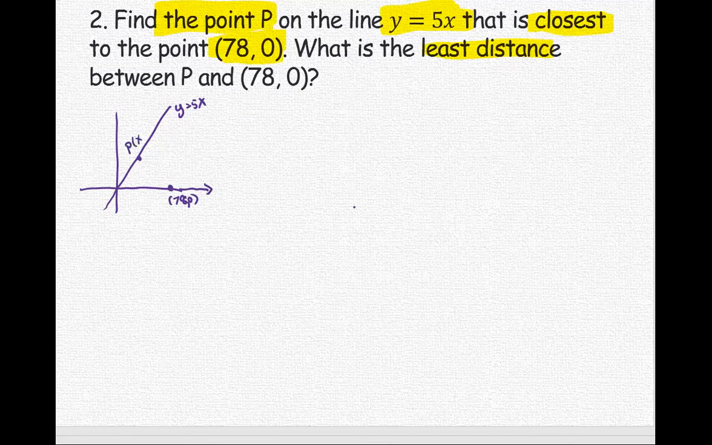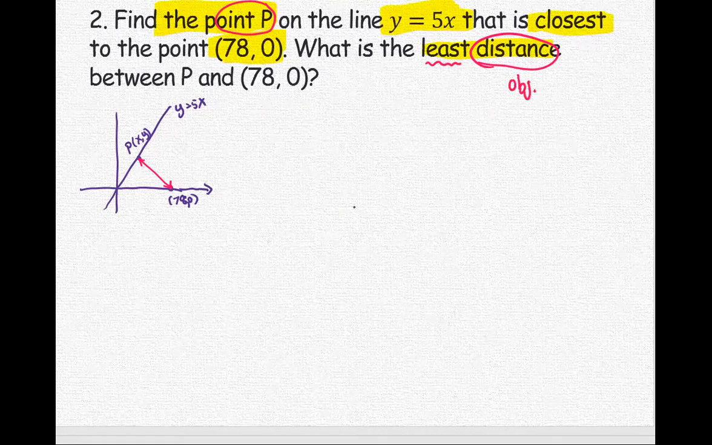We're going to find the ordered pair x comma y as a point P located on the line that gives the shortest distance. Okay. Find the point and then find the least distance. The key term, the least, means the minimum value. Distance, that's the one you're going to use to form the objective function. So the objective is to minimize the distance.